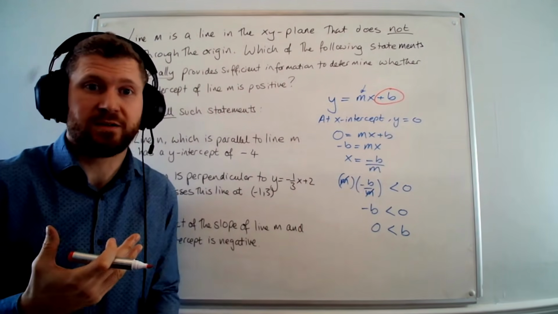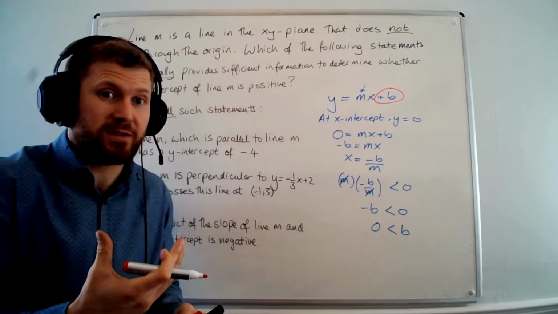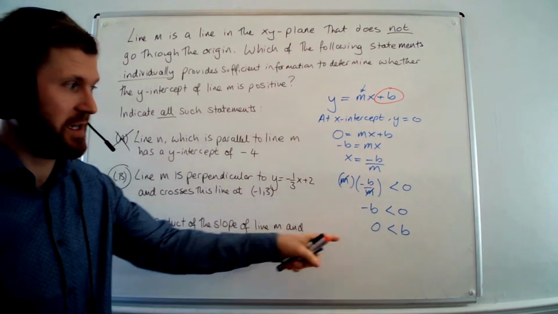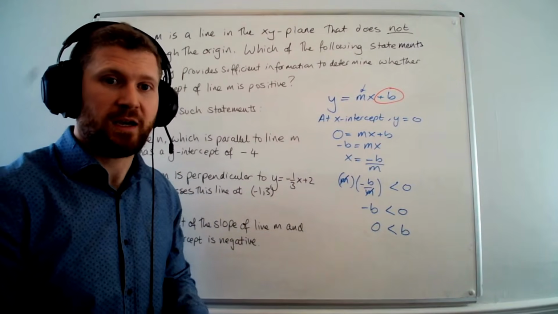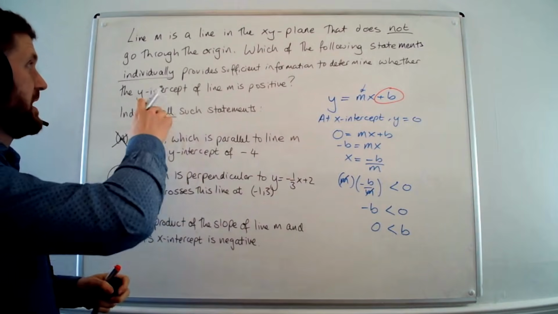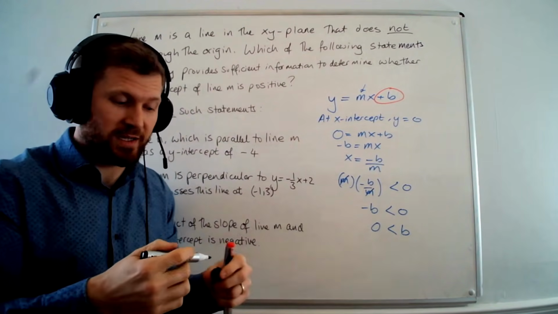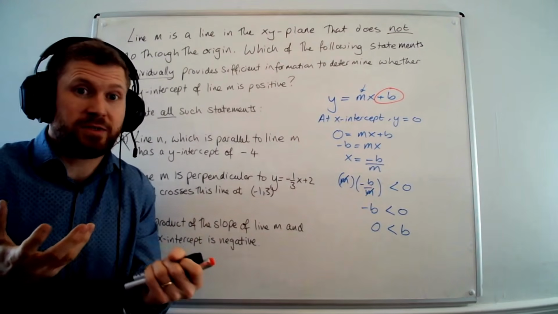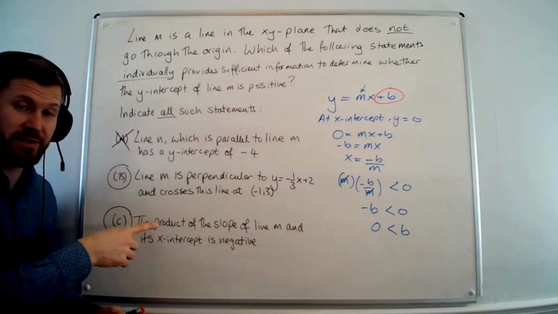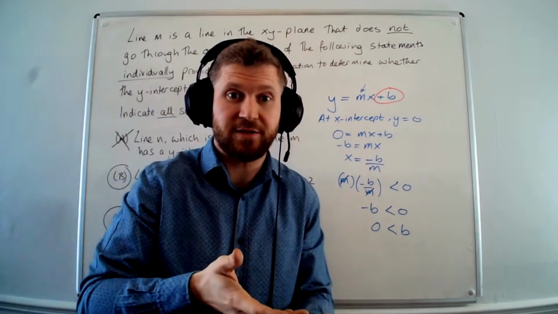B represents the y-intercept here. So while I've got no numbers, while I don't know where the y-intercept is, this answer choice C has given me enough information to be able to say b is positive. And so answer choice C is sufficient to say whether the y-intercept of line M is positive. I've just shown that that is the case using a bit of algebra, even though I don't know any numbers. So in this question, A is not an answer, B and C are answer choices we should choose. So the answer to this question is B and C.